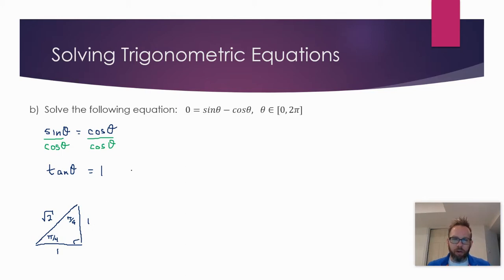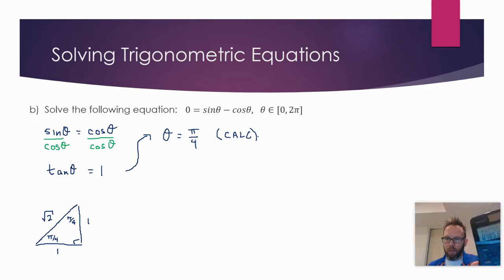If you use your calculator, it's going to give you pi over 4. That's what your calculator would give you, and that's what you get using special triangles as well. Just make sure your calculator is in radians. Do inverse tan of 1. You get about 0.785, which does correspond exactly to pi over 4.